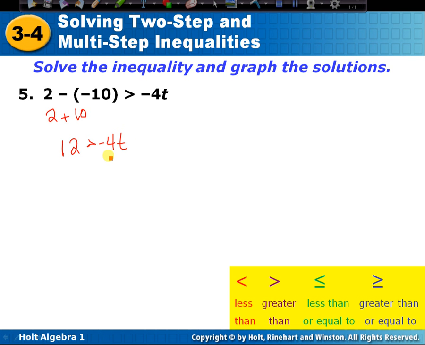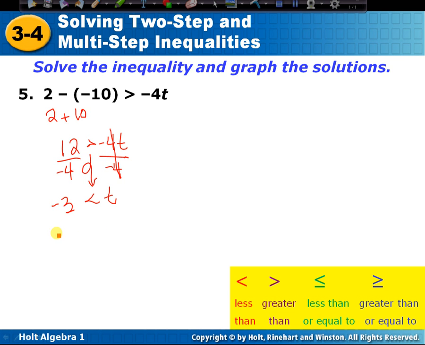Now, because I have a negative 4t, I have to divide both sides by a negative 4 because these are being multiplied. I have to divide to undo it. Because I divide both sides of my inequality by a negative number, I have to flip my sign. Positive 12 divided by negative 4 gives me negative 3, and negative 4 divided by negative 4 cancels, and I'm left with t. So I have negative 3 is less than t.